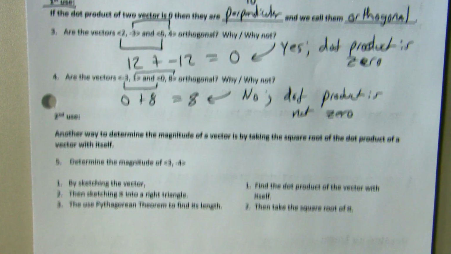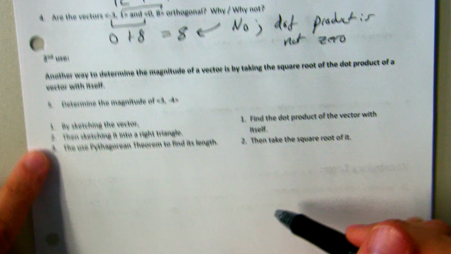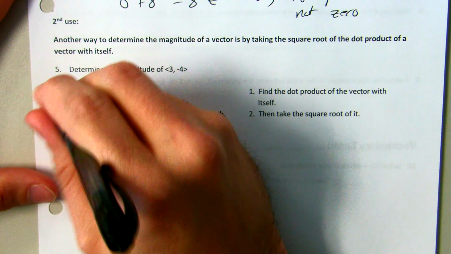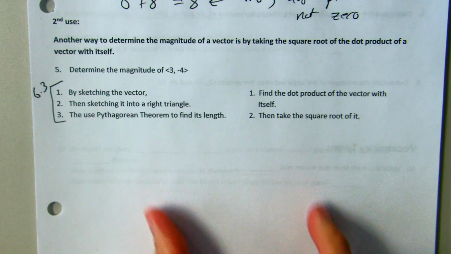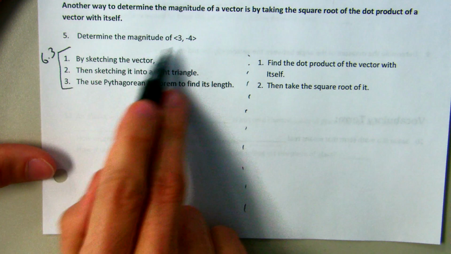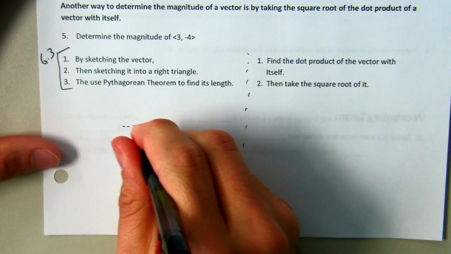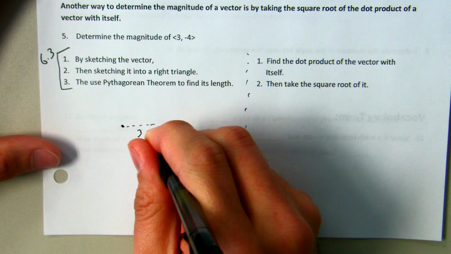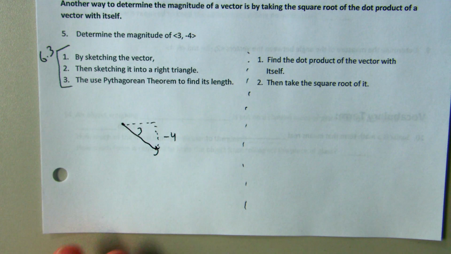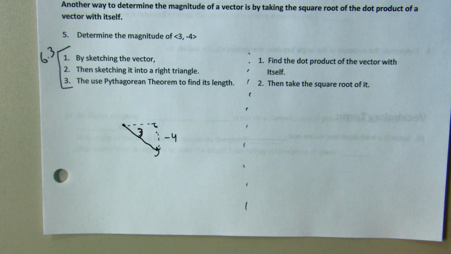Okay, so another use, second use for dot product, and this is just an alternative, so you might prefer this to what we did in section 6.3. So I want you to compare what we did in 6.3 with another way to do that. So in 6.3, I wanted you to find the magnitude of this vector. You probably should have sketched it. Right 3, down 4, and from the sketch, you had a right triangle.